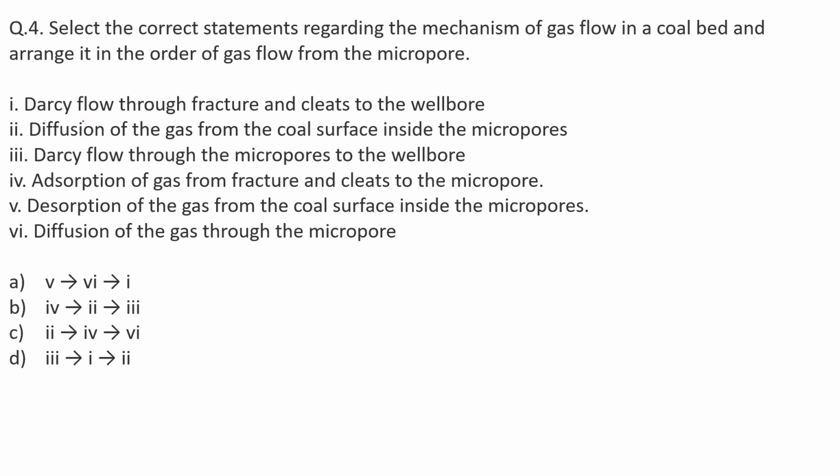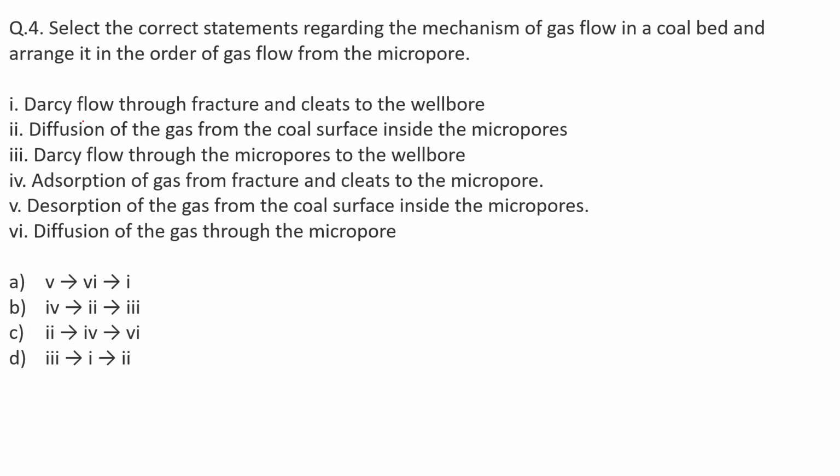First option, the Darcy flow through fracture and cleats to the wellbore. Option 2, diffusion of the gas from the coal surface inside the micropores. Option 3, Darcy flow through the micropores to the wellbore. Option 4, adsorption of gas from fracture and cleats to the micropore. Option 5, desorption of gas from coal surface inside the micropores. And finally, option 6, the diffusion of gas through the micropore. So we have to arrange them in the proper sequence.